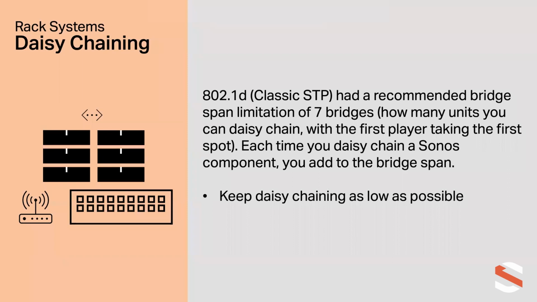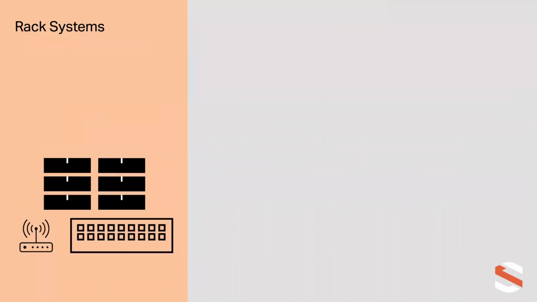And just to make sure we're on the same page, when daisy chaining, what I mean is having amp 1 plugged into the router, and then from the second Ethernet port, having an Ethernet run from that to the next amplifier under it, and so on and so forth. So you can do it. Technically, the limitation is 7, but just try to keep it as low as you possibly can.